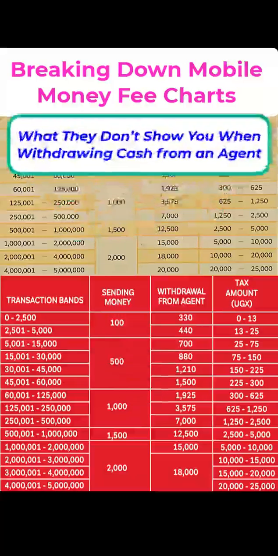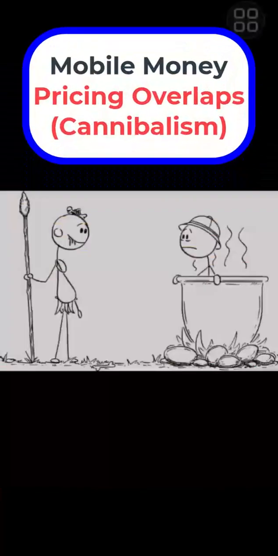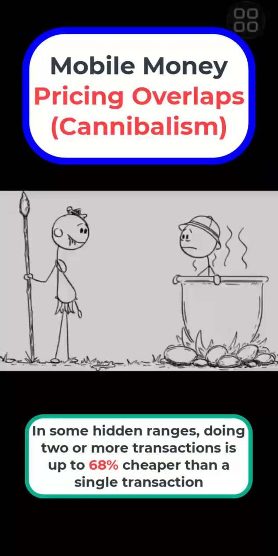These mobile money charts look simple, very simple. In fact, at first glance, everything looks completely transparent. But what if I told you, hidden inside these charts are fee traps you can't see with the naked eye? I'm talking about something called cannibalism, where in certain ranges, doing 2 transactions actually costs less than doing 1 single transaction. Yes, you could be paying more than necessary without even knowing it.